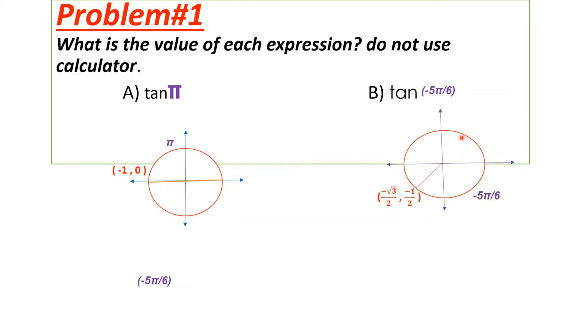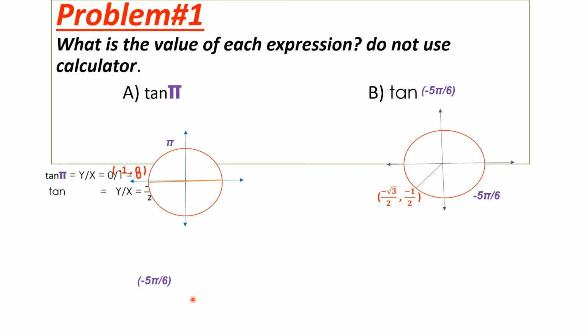And again, from the second figure, the angle is measured in the clockwise direction from the positive x-axis to this point, and it is negative 5 pi over 6, and its coordinates are negative root 3 over 2 and negative 1 over 2. So how can you find tan negative 5 pi over 6 without using a calculator?